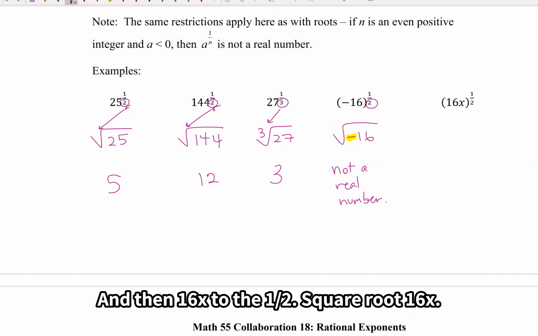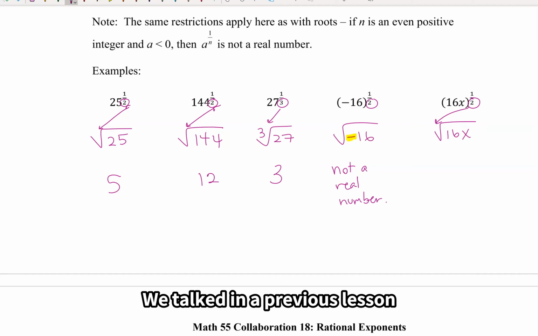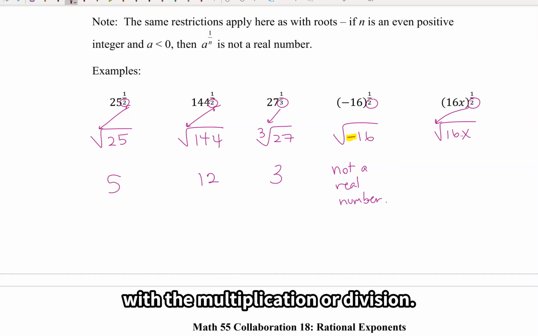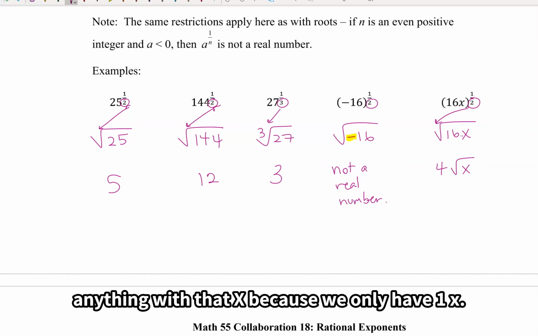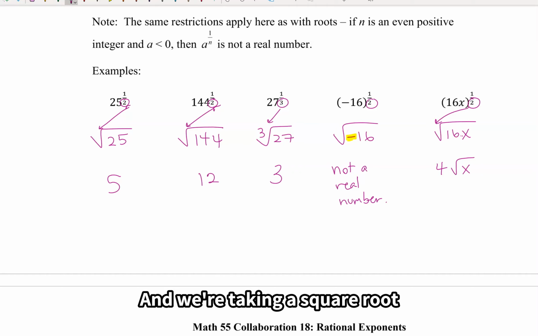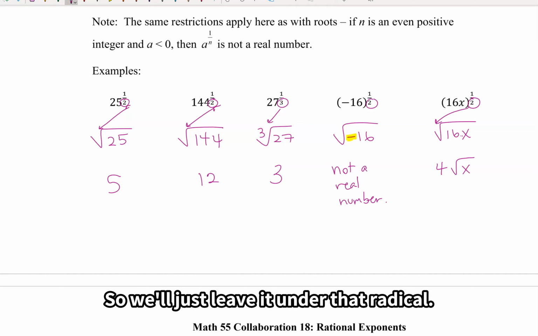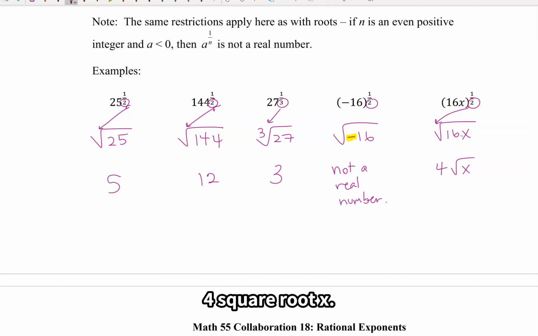And then 16x to the 1/2, the square root of 16x. We talked in a previous lesson how the radical plays nicely with multiplication or division. So we can take the square root of 16 to get 4, but we can't do anything with that x because we only have one x and we're taking a square root and we don't know what x is. So we'll just leave it under that radical: 4 square root x.